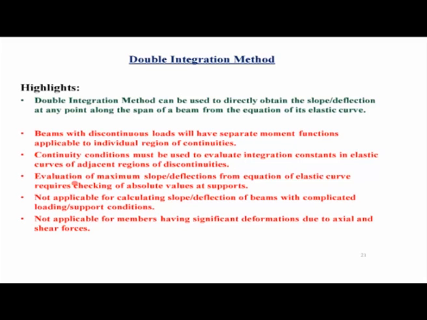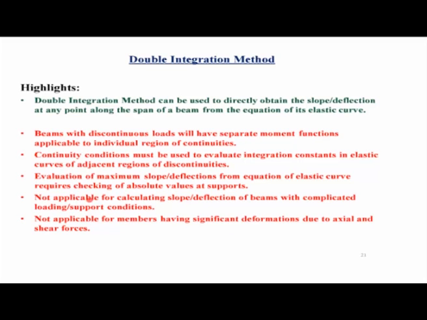The third point that I wanted to mention is that the evaluation of maximum slope and deflection from the equation of the elastic curve requires checking the absolute values at the supports. If you recall the first example, if you just obtain the maximum rotation of the beam by taking the higher order derivative and equating it to zero, you may not always get the absolute maximum value of the slope or deflection. So it is essential to keep in mind that the slope and deflection at the supports are also considered in order to calculate the absolute maximum values of these quantities.